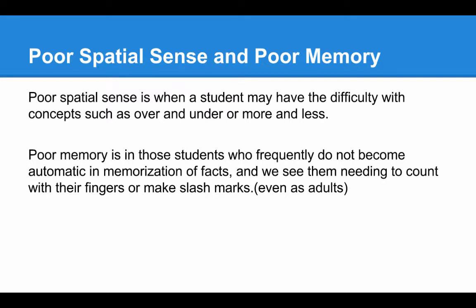Poor spatial sense and poor memory. Poor spatial sense is when a student may have difficulty with concepts such as over and under or more and less. Poor memory is in those students who frequently do not become automatic in memorization of facts, and we see them needing to count with their fingers or make slash marks, even as adults.